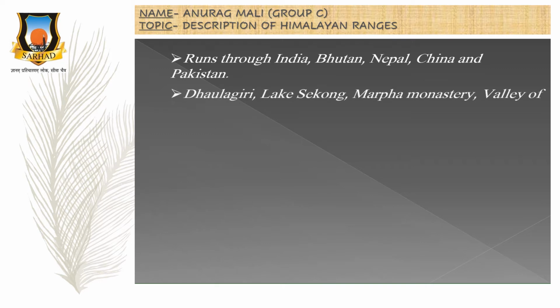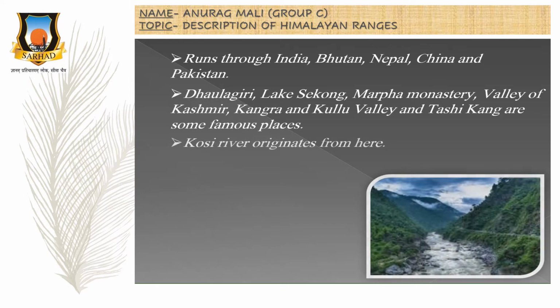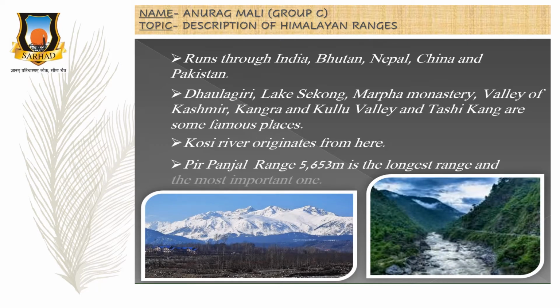Dhaulagiri, Lake Sekong, Marfa Monastery, Valley of Kashmir, Kangra and Kulu Valley, and Tashi Kang are some famous places. Kosi River originates from here. Pir Panjal Range, whose height is 5,653 meters, is the longest range and the most important one.